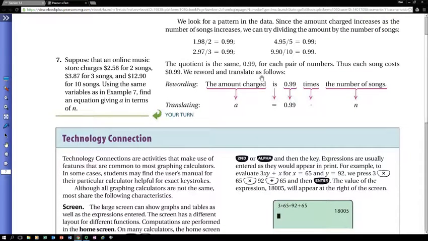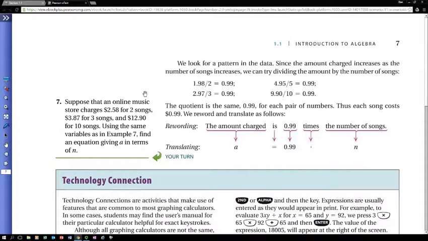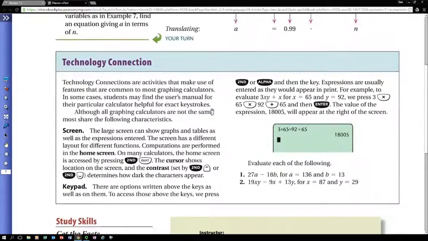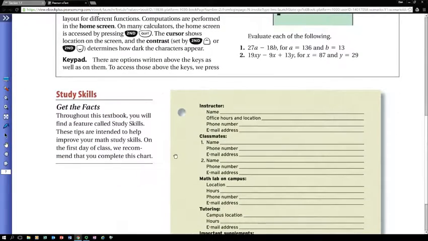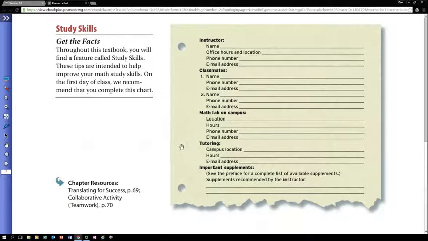We reword the translation as follows. The amount charged A equals 99 cents times the number of songs. So we didn't start with the English phrasing. They gave us data and we had to say what's really going on here, and can I write an expression and then an equation to represent that.